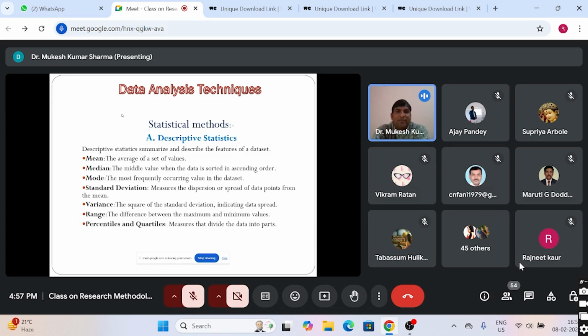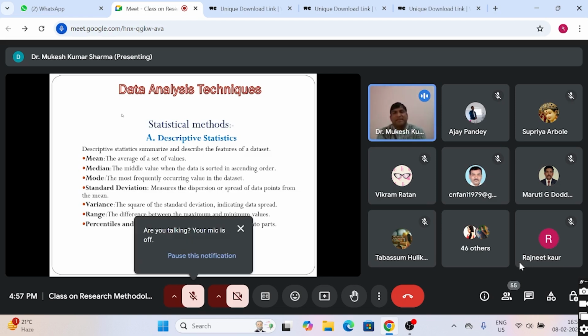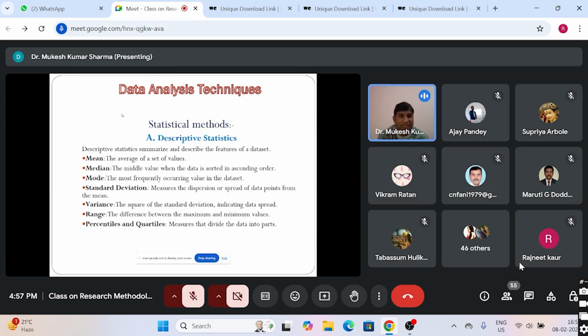On the basis of the data, we will apply statistical tools. There are two important techniques, descriptive and inferential. Descriptive, as the name suggests, summarizes and describes the features of a data set. By applying central tendency like mean, mode, median, and by checking dispersion or standard deviation, we can check the actual spread of data from the mean. What is the range, percentile, quartile? These are only examples. There is an exhaustive list available for applying descriptive statistics.